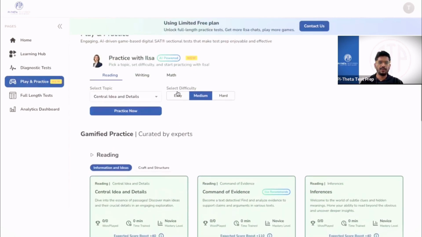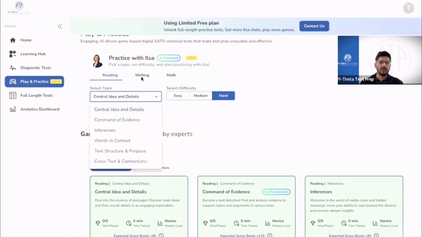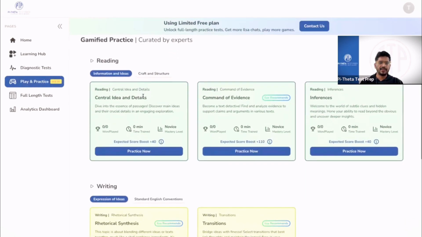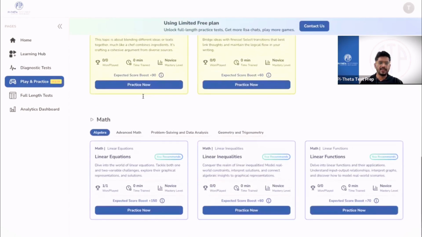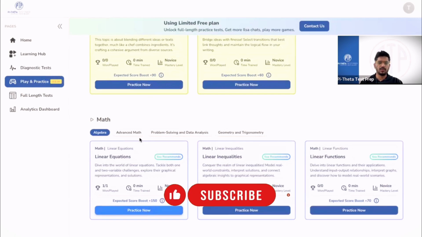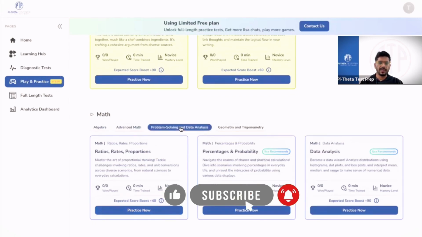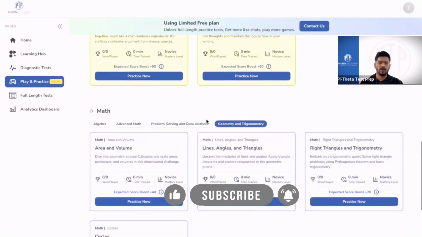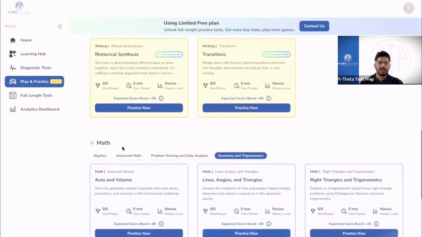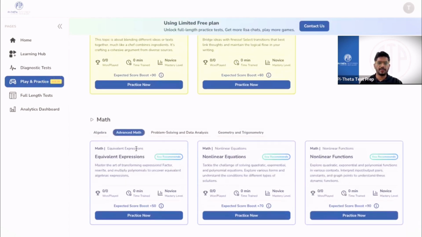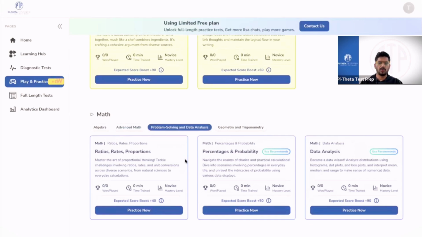You can select any topic from here, whether it is easy, medium, or hard, and you can select any topic of English, writing, or math. If you want to practice linear equations, you can go here and practice some questions. If you want advanced math, you can practice here. You can go to problem solving and data analysis, geometry, trigonometry. In algebra we have three important topics, and in advanced math we have three important topics, and problem solving too.